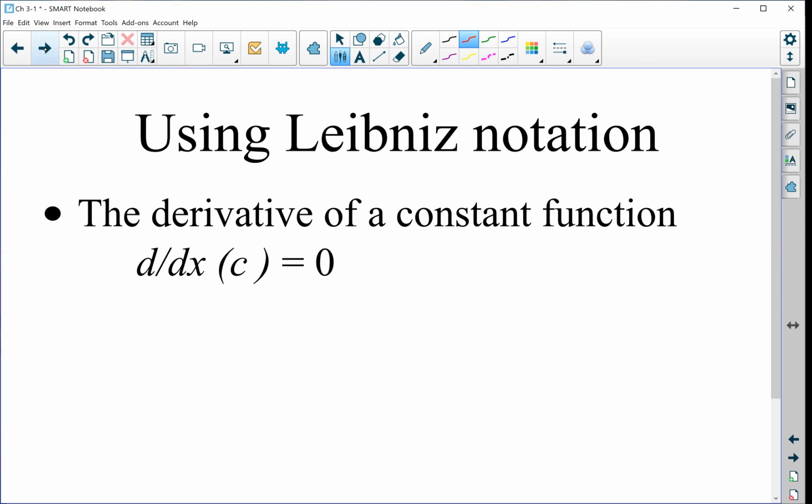This notation d/dx just means the derivative with respect to x of whatever's in parentheses. So the derivative of a constant is 0. Almost exactly what I put up on top.